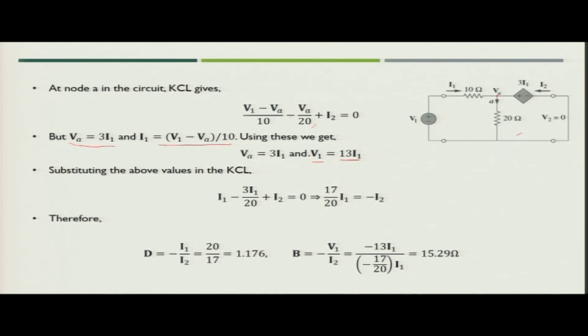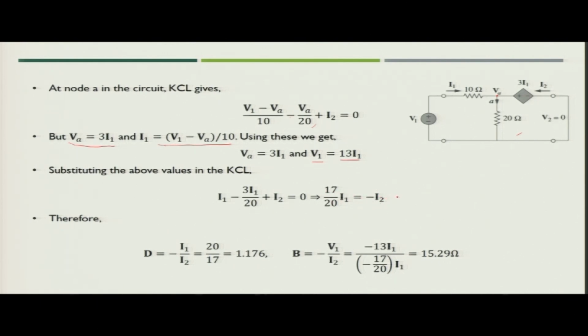Now, what you have to do? You have to put the values of V1 and VA in this equation. So, what you can write? V1 minus VA by 10 is anyway we know that equal to I1. So, we have just put I1. VA is now 3 I1. So, 3 I1 by 20 will be the current flowing through 20 ohm resistance, and plus I2 equal to 0. So, what you get? You get the output as I1 equal to minus of 20 by 17 I2.